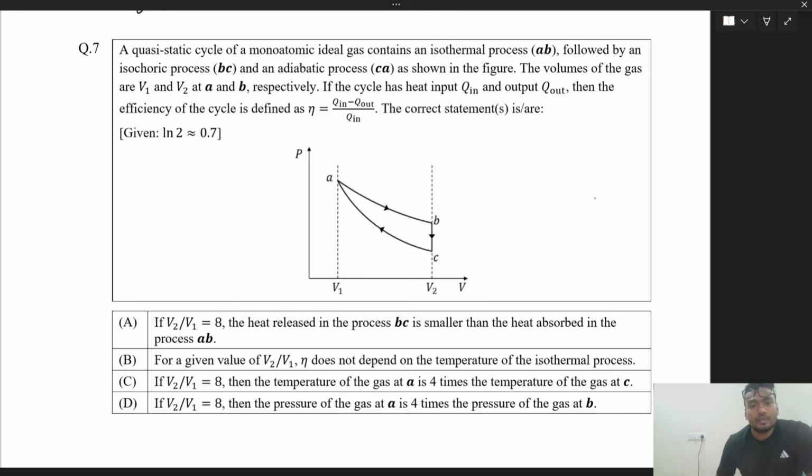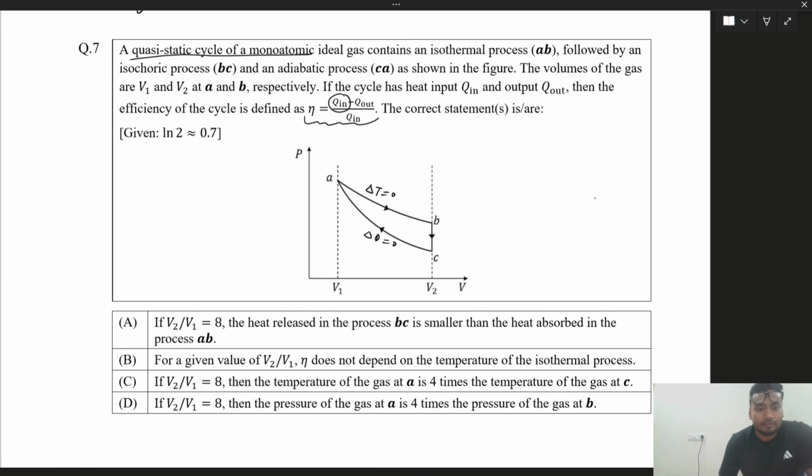Question number 7. This one is again easy, so let's verify it. As per the question, A to B is an isothermal process, C to A is adiabatic, and B to C is isochoric. Q in represents the total input heat and Q out is the heat rejected, and we know this formula. This is how we find the efficiency for any cyclic process. All the processes are quasi-static.